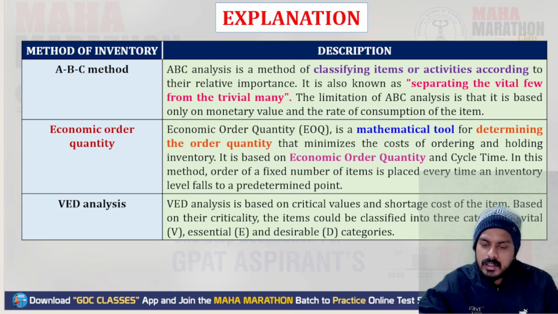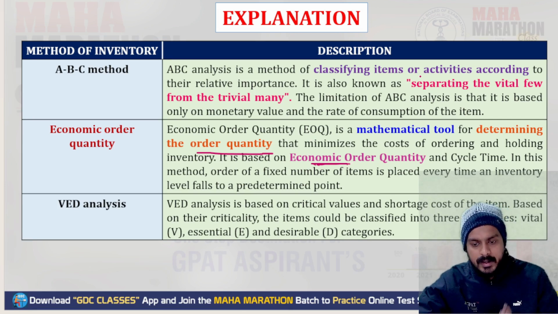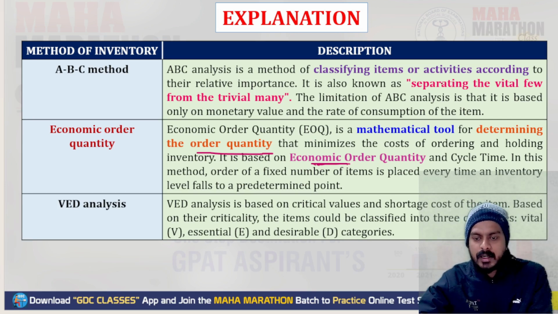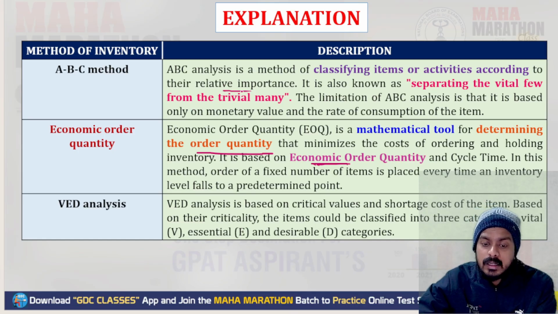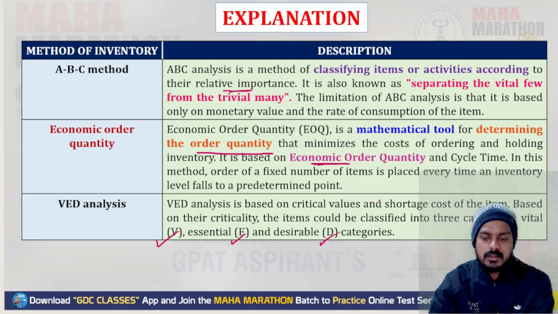Economic order quantity is a mathematical tool for determining the order quantity that minimizes the cost of ordering and holding inventory. ABC analysis classifies items or activities according to their relative importance. VED analysis is based on the shortage of the values and shortage cost of the item. VED stands for vital, essential, and desirable category.